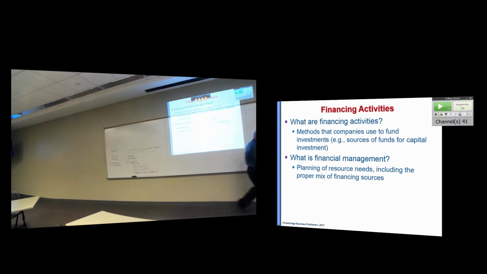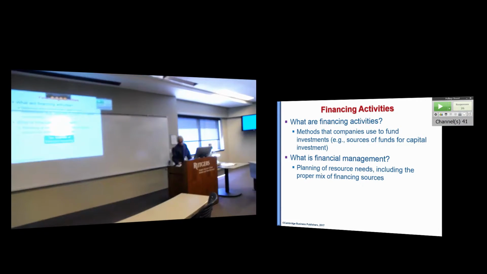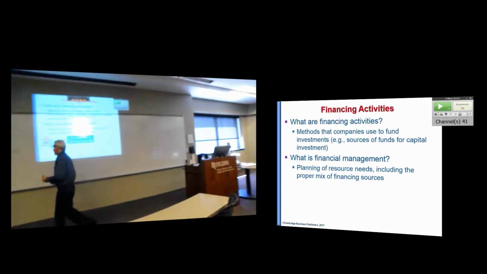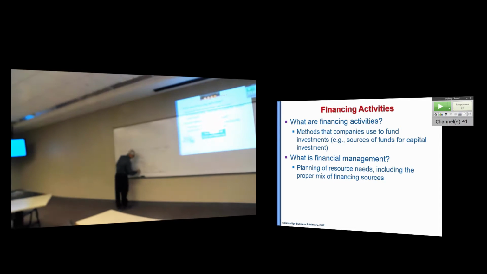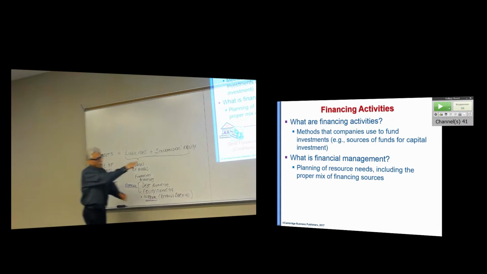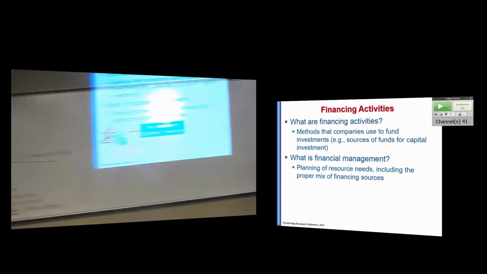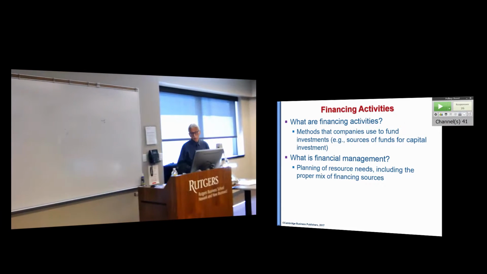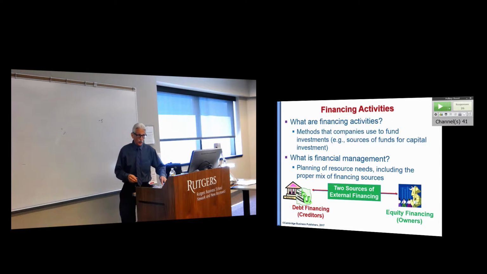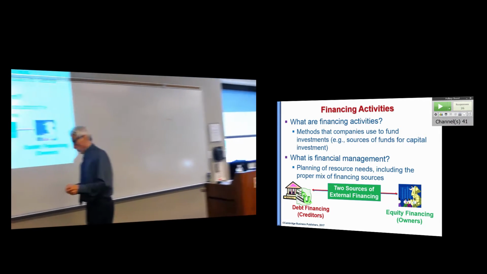So the two sources of external financing, and that's what I'm saying here, these are external. These are internal sources of funds. So externally, you borrow, or you have equity financing. Internally, you use your own funds, retained earnings. And there is a cost of using your own funds as well.